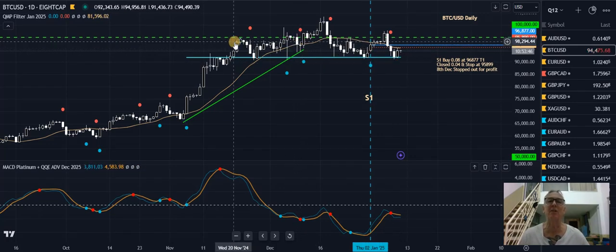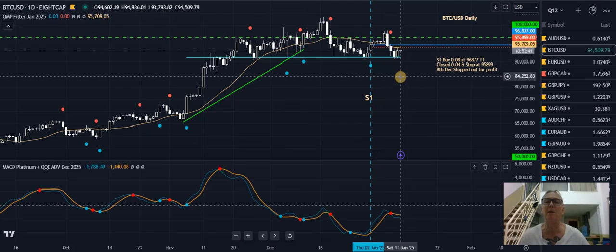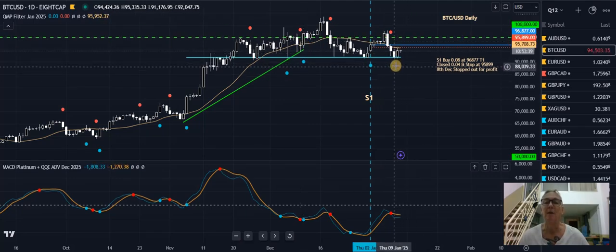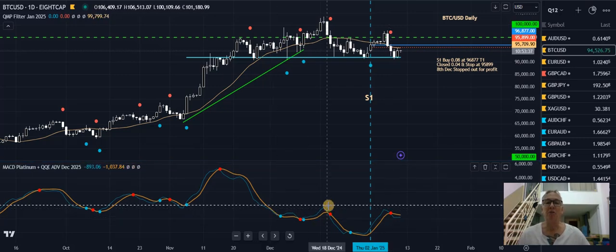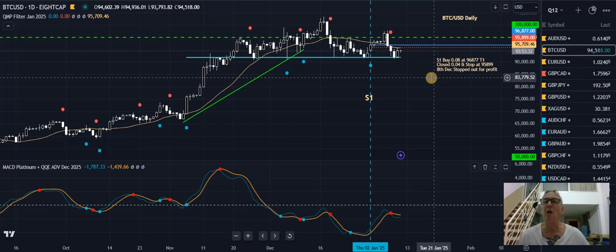So it's going to be sticking around here. As you can see, it's like a bit of a magnet. And until it clears that one way or the other, we're just going to be stuck around there for a little while. MACD Platinum's been below the 0 level for a while. I stopped out of my buy. Small profit, no big deal.